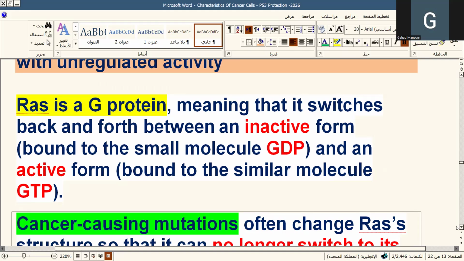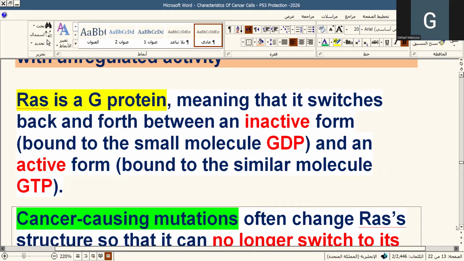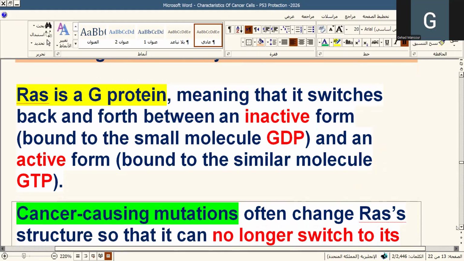We will see here in the following diagram an example of how gene mutations might result in abnormal cell division. We will take the example of a famous protein that is called the RAS protein.